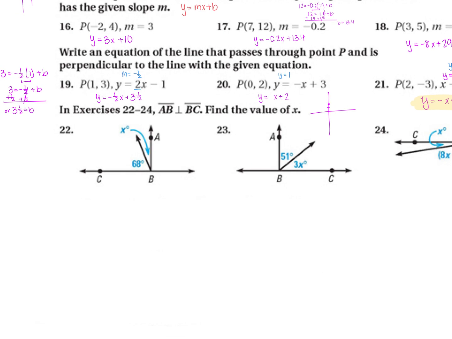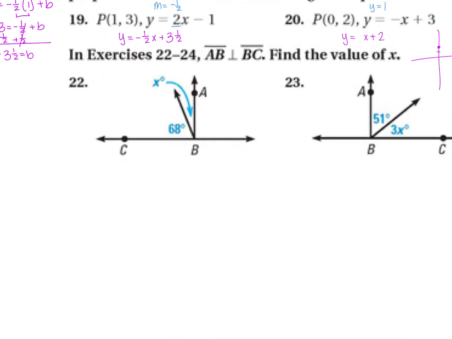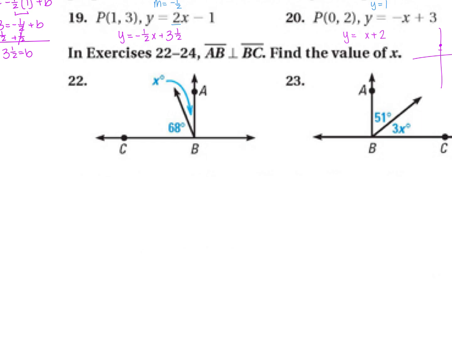All right, 22, 23, 24, they're telling me that they are perpendicular, so that means they're 90 degrees. So these are pretty easy. For this one, all you have to do is subtract 68 from 90. Your answer is going to be 22. So x equals 22 degrees.